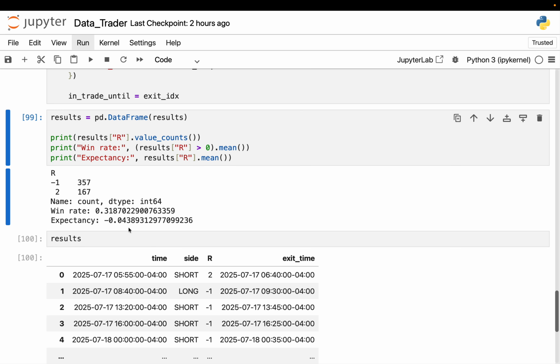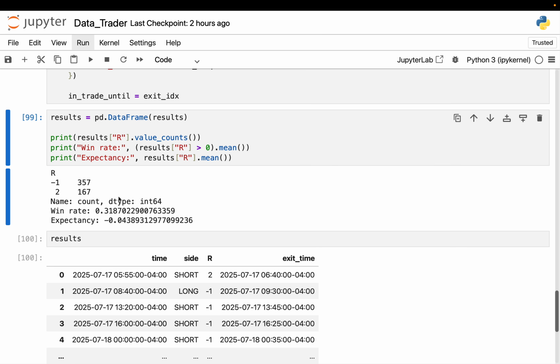R is a normalized unit of risk, and minus R just means the stop loss was hit. Plus 2R means the take profit was hit. So 357 trades lost 1 unit, 167 trades made 2 units. The win rate is about 32% for a 2R strategy. That is not terrible by itself.